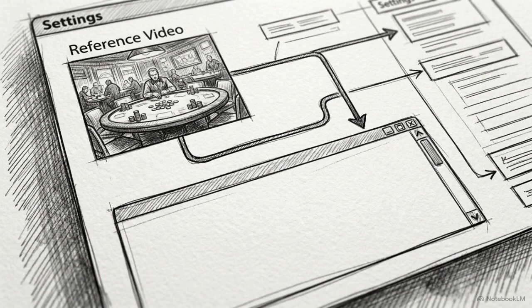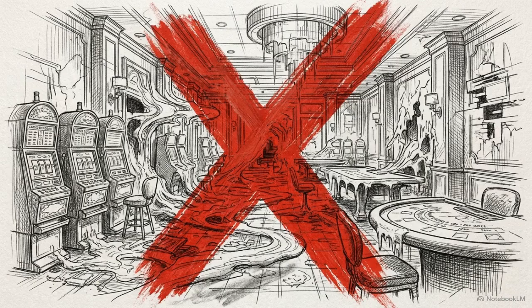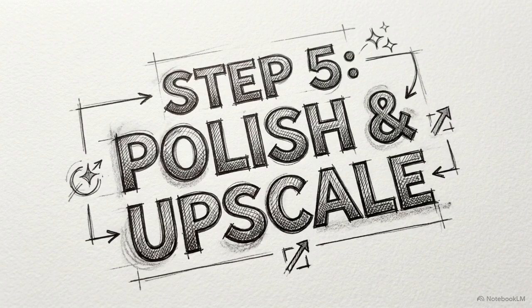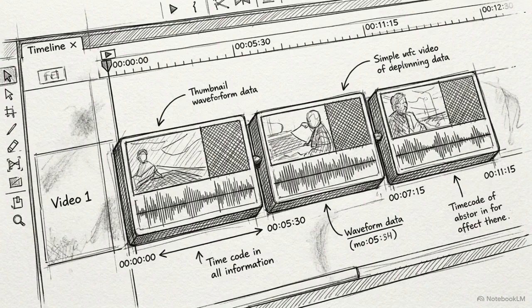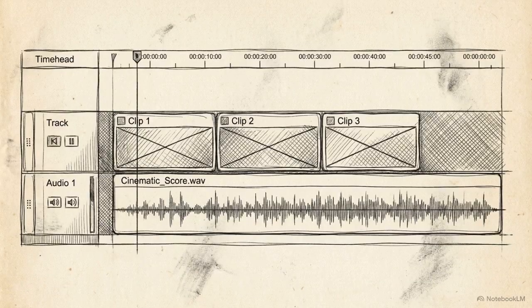Bridging consecutive shots with that reference data ensures the lighting and room geometry carry across both angles. This eliminates the jumpy, morphing backgrounds that often give away AI generations. For Step 5, we move outside the AI generator. Export all your finalized draft clips and drop them onto a timeline in an editing software like CapCut or DaVinci Resolve. Clean up your cuts.